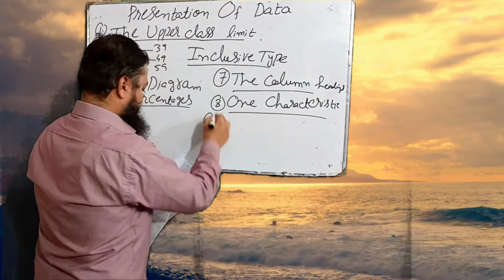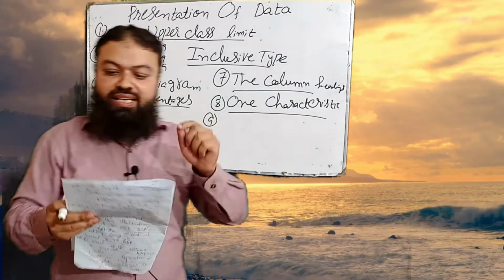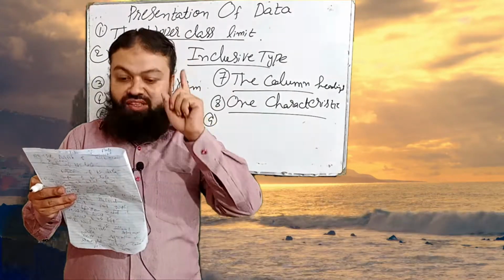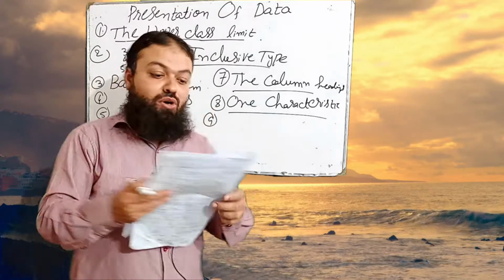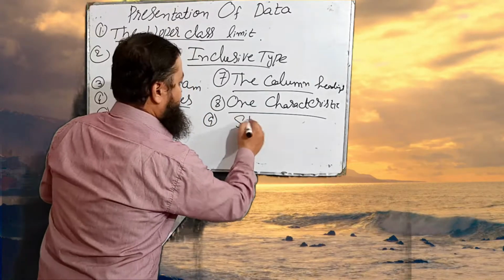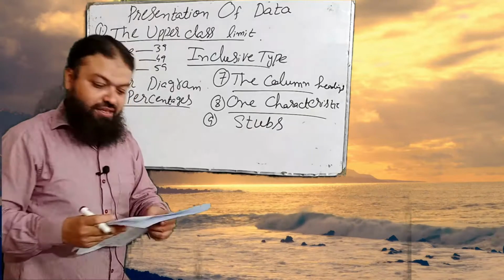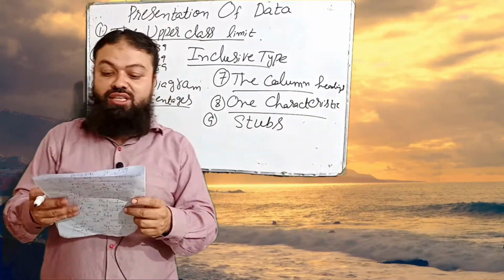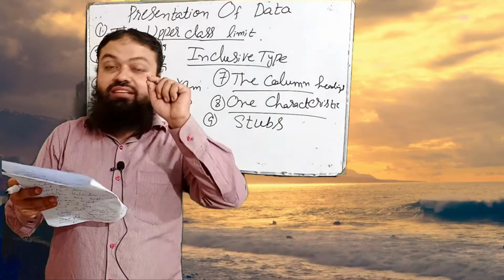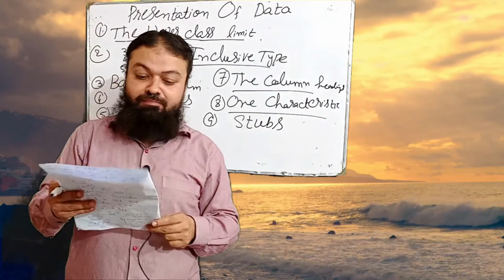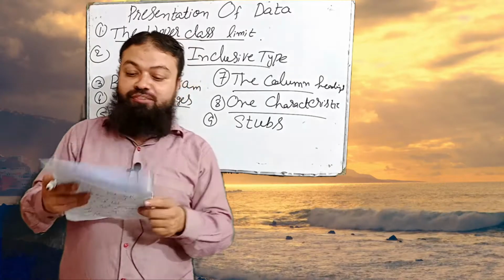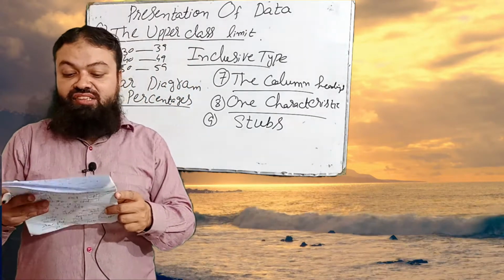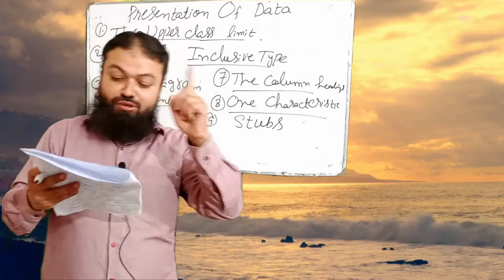Number 9, the headings of the rows given in the first column of a table are called stubs. Number 10, the first step for constructing frequency distribution is to determine the range of the data, a very important one. Number 11, box plots have been used successfully to describe center of a data set.